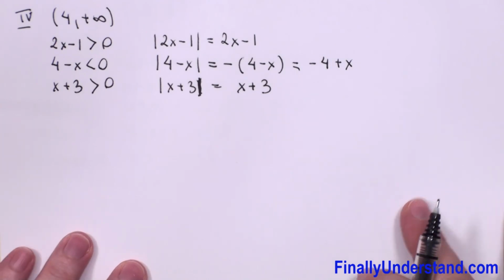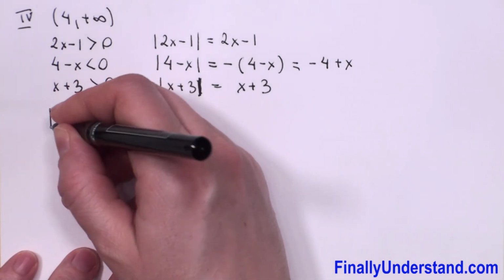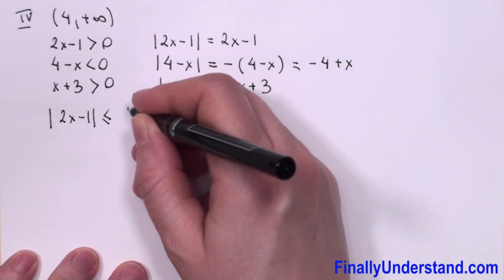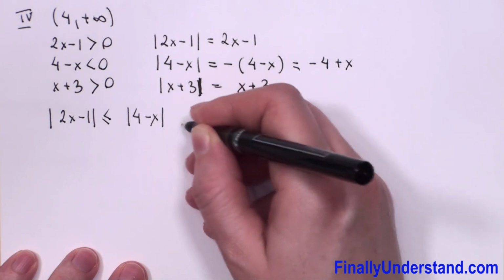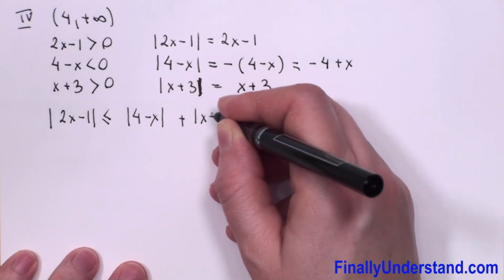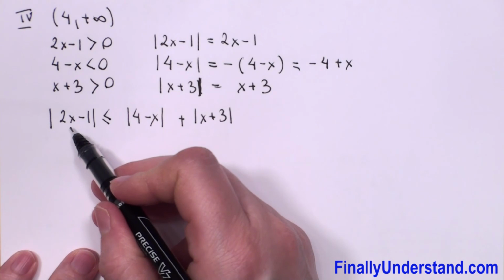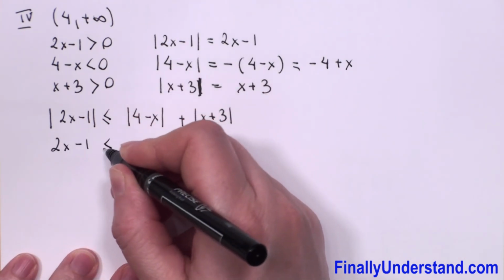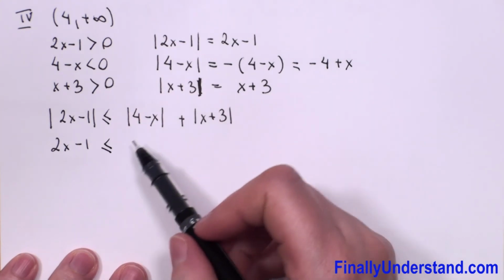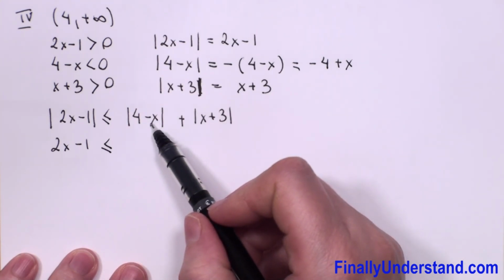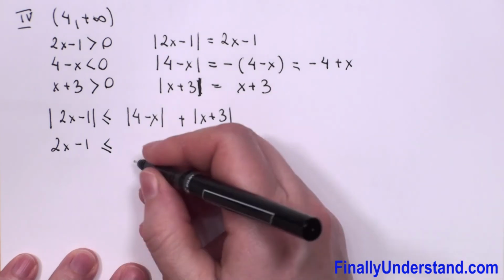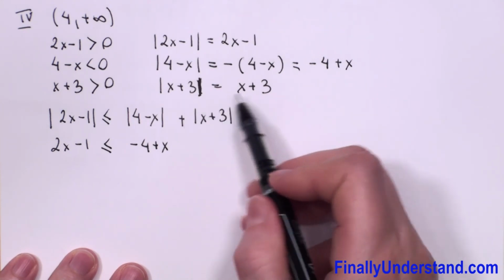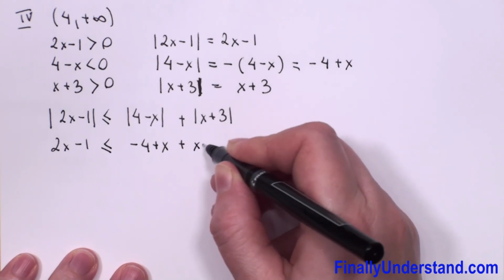Now we have to just copy our inequality. We have absolute value of 2x minus 1 is less than or equal absolute value of 4 minus x plus absolute value of x plus 3. Absolute value of 2x minus 1 is 2x minus 1 is less than or equal absolute value of 4 minus x. We have to put negative 4 plus x, and absolute value of x plus 3 is x plus 3.